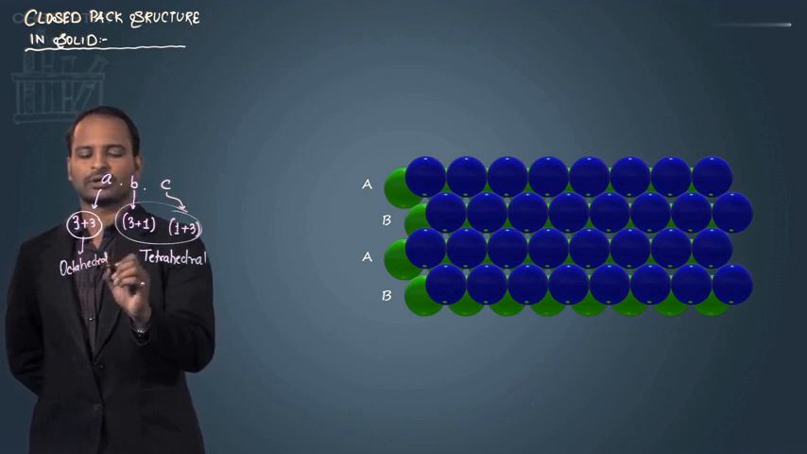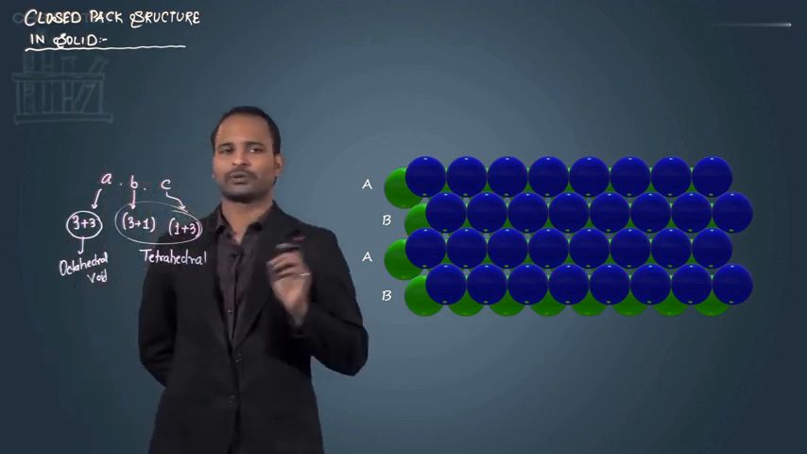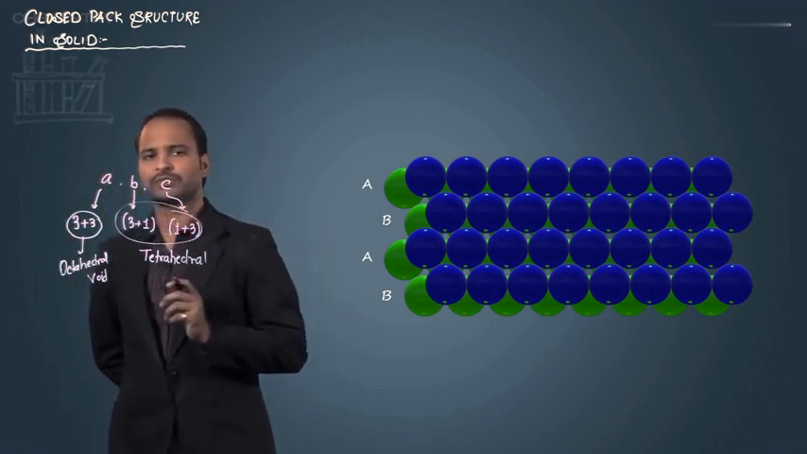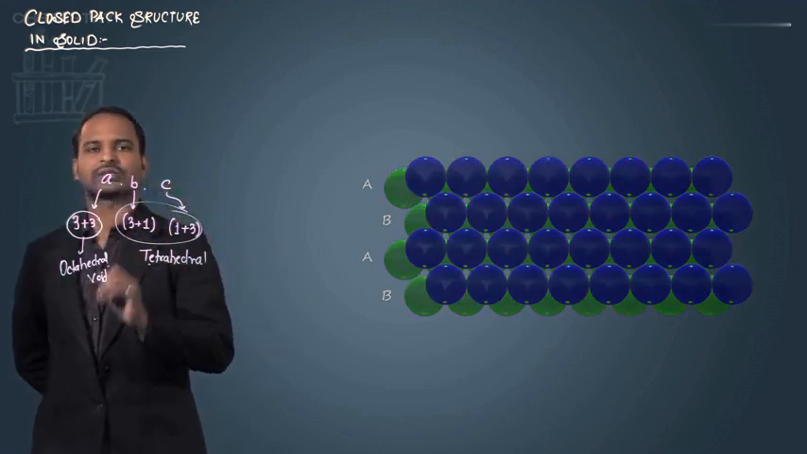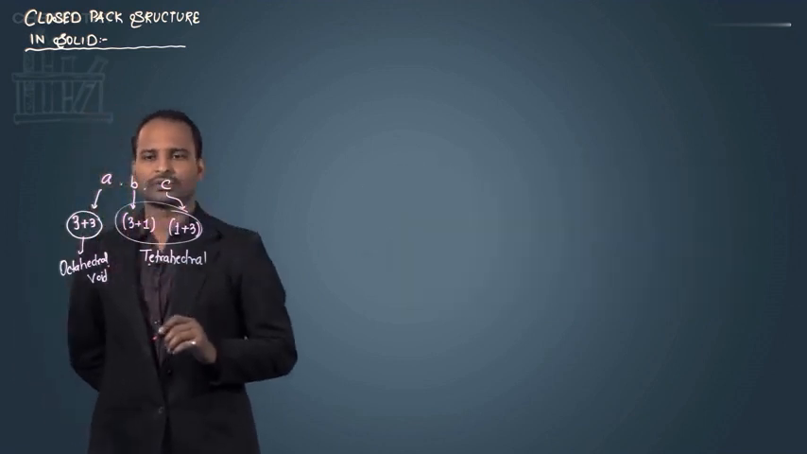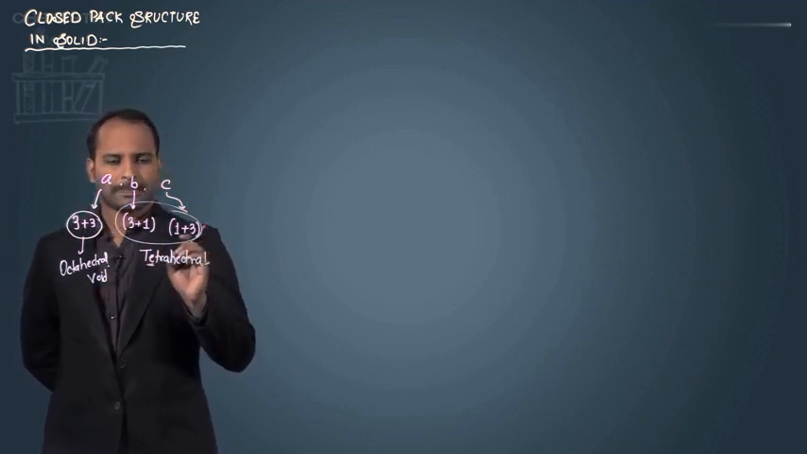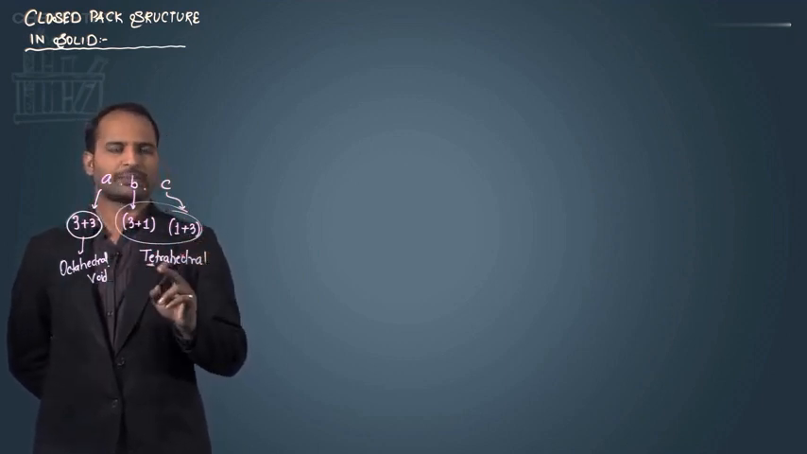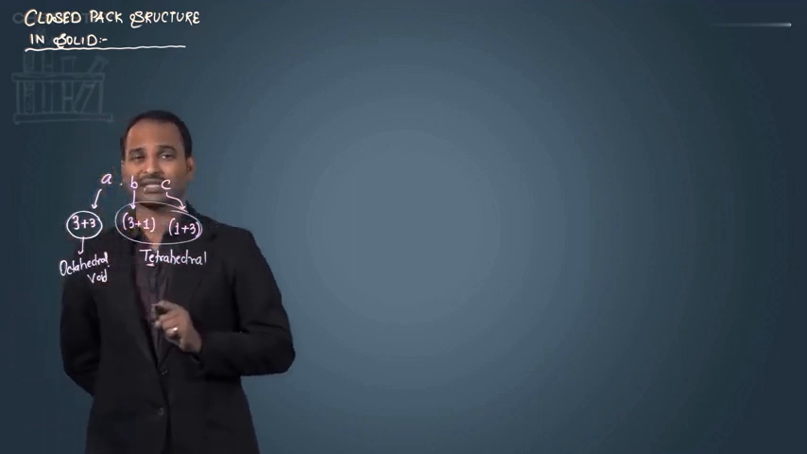What is it called? Octahedral void. So ultimately during this packing I got two different types of void: one is called the tetrahedral void and the other is called the octahedral void. The tetrahedral void is surrounded by 4 spheres, and the octahedral void is surrounded by 6 spheres.